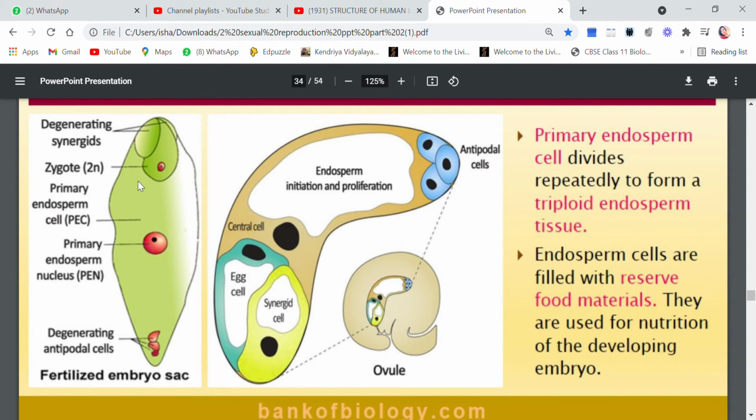Now, this is the zygote, where the zygote is getting developed, and the zygote is diploid. This zygote will mature into an embryo, and for all these processes, some nutrition is required by the zygote or by the embryo. So from where will they get this nutrition? They will of course get it from the reserve food material present here in the endosperm. So the endosperm is filled with reserve food material, which will be used by the developing embryo, right?